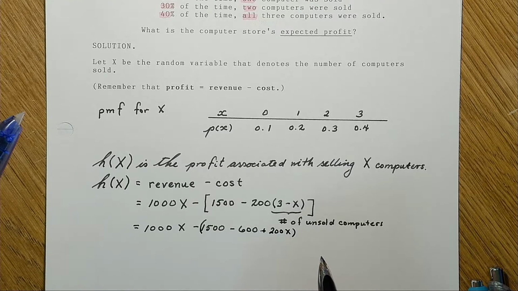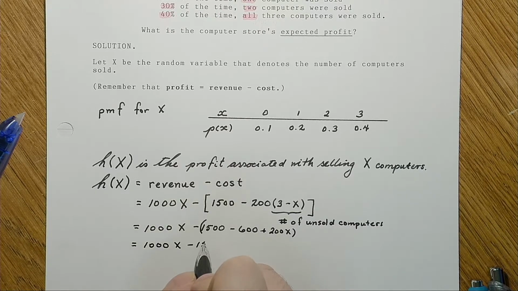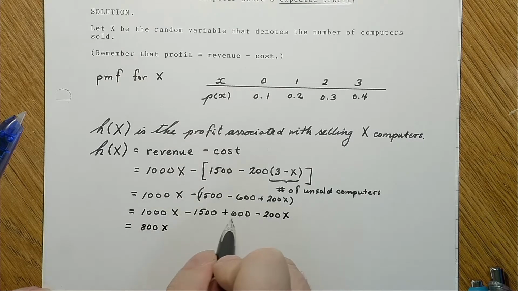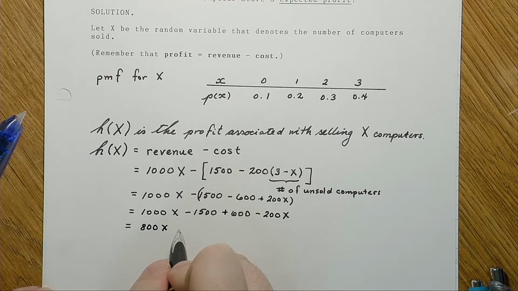Why wouldn't the 200 be positive? It will be when we simplify it. So distributing the negative here, I have the 1,000 and the 200, so that gives me 800X. And minus 1,500 plus 600, that gives me minus 900.